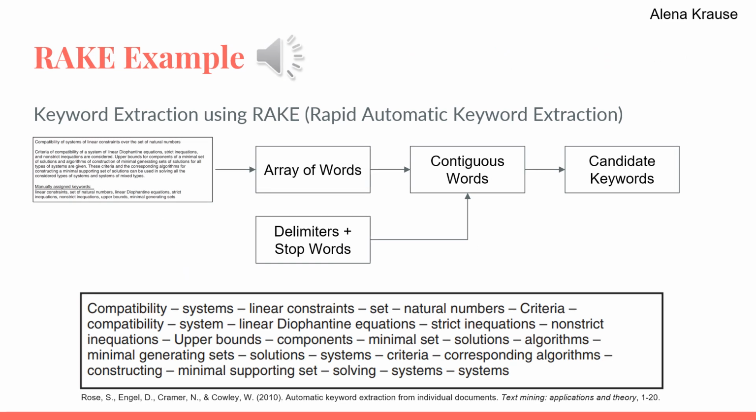Let's take a look at an example of RAKE. Here, the document text on the far left is split into an array of words by the specified word delimiters that we talked about previously. This array is then further split into sequences of contiguous words at phrase delimiters and stop word positions. Words within a sequence are assigned the same position in the text and together are considered a candidate keyword. From the example text, we can see some extracted candidate keywords here at the bottom. These include words like compatibility, systems, criteria, and solutions, along with phrases such as linear constraints and natural numbers.